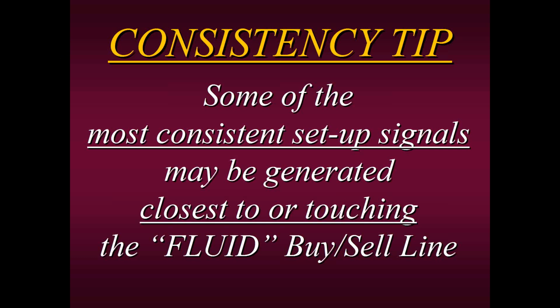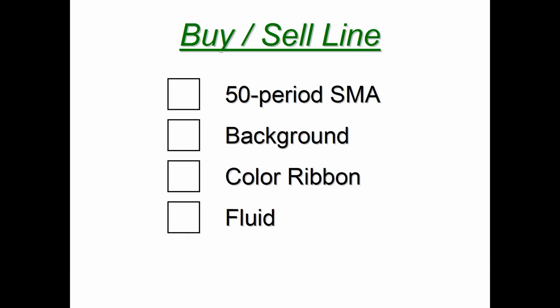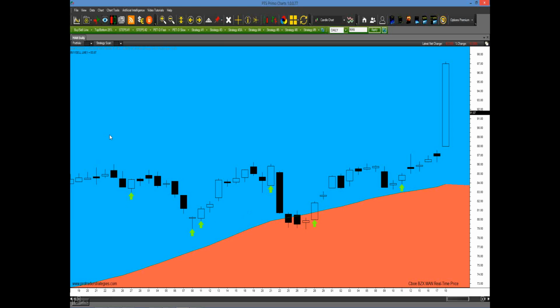So what is the fluid buy-sell line? Well, we have 4 different ways of viewing and displaying the buy-sell line, which once again is the 50-period moving average. You can see it in its most basic form right here, or pick from these other ones. Now for this particular method, let's use the fluid. All right. Once you click on fluid, the screen automatically changes colors on our platform.